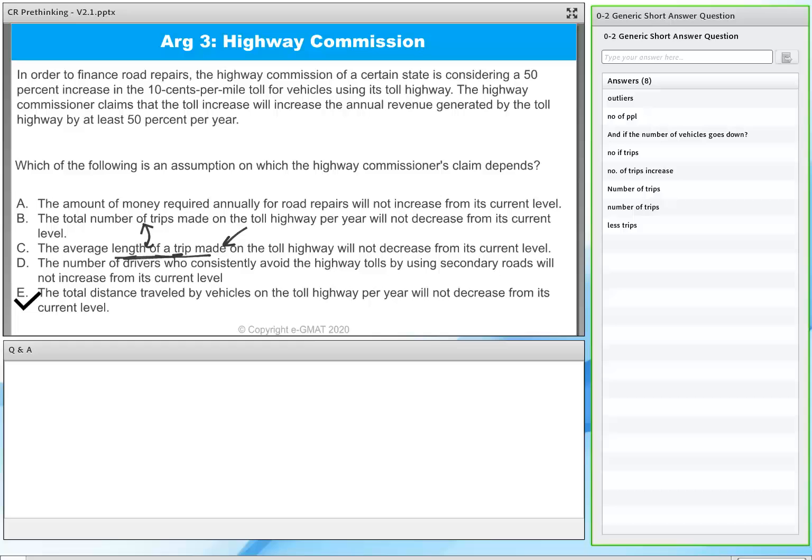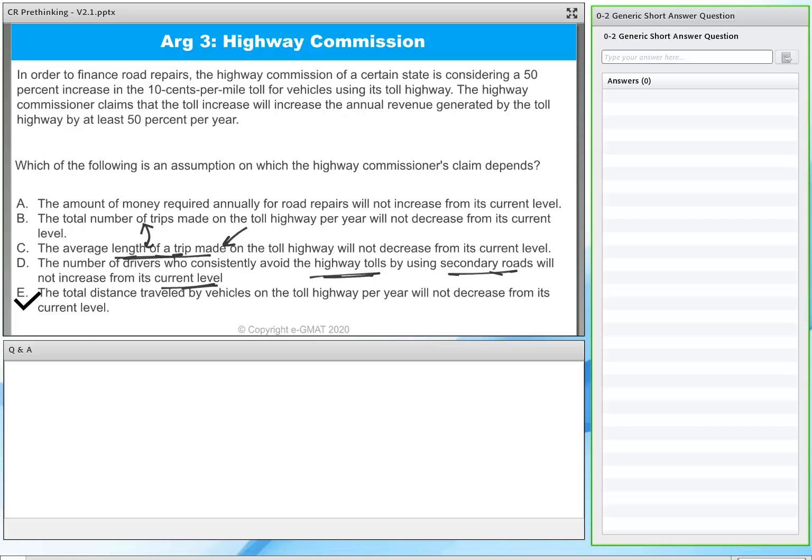Choice D, again, great strengthener, but not an assumption. The number of drivers who constantly avoid toll highways and use secondary roads will not increase from its current level. Let's say that increases, then the existing set of drivers could take more trips, right? Or even if they don't take more trips, they could drive longer. Which is why choice D is not a must be true.